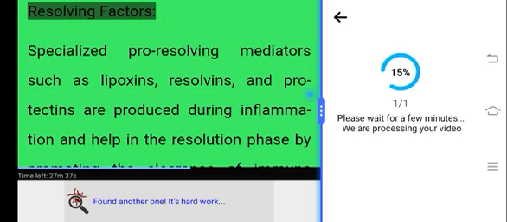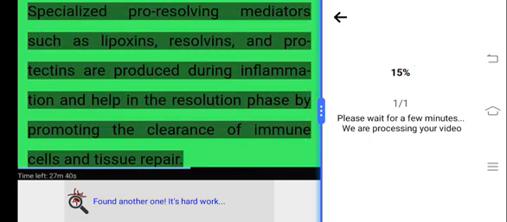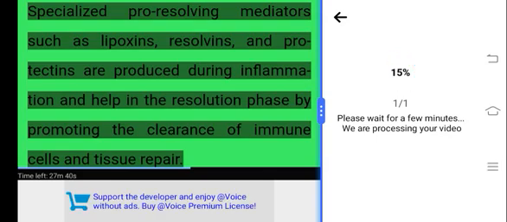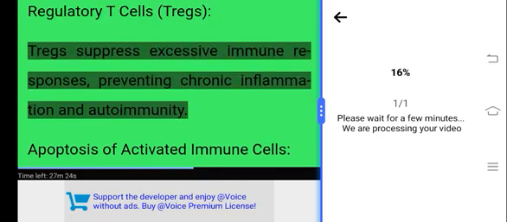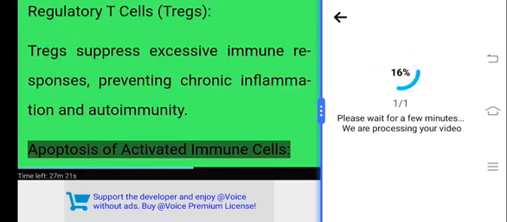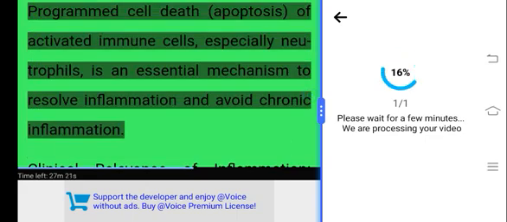Resolving factors. Specialized pro-resolving mediators such as lipoxins, resolvins, and protectins are produced during inflammation and help in the resolution phase by promoting the clearance of immune cells and tissue repair. Regulatory T cells, TREGs, suppress excessive immune responses, preventing chronic inflammation and autoimmunity. Apoptosis of activated immune cells. Programmed cell death of activated immune cells, especially neutrophils, is an essential mechanism to resolve inflammation and avoid chronic inflammation.